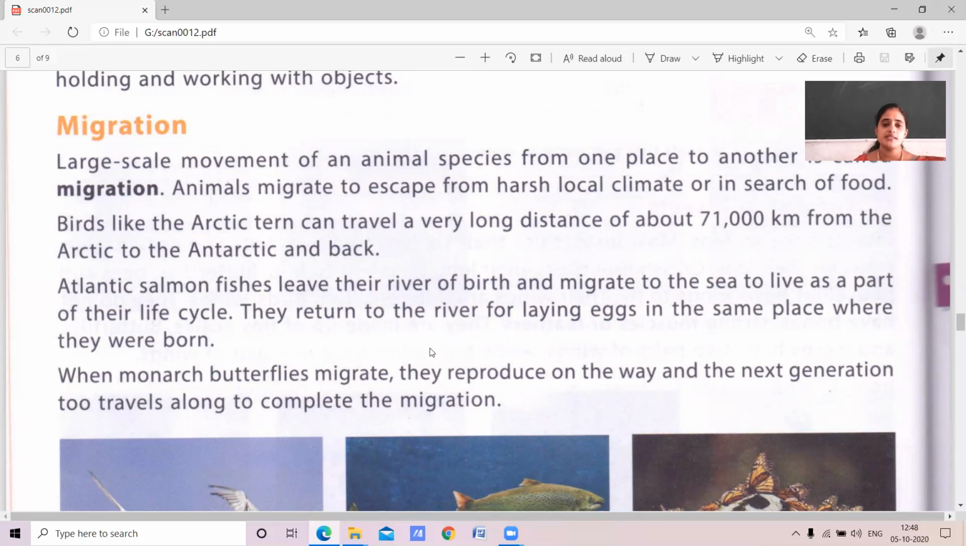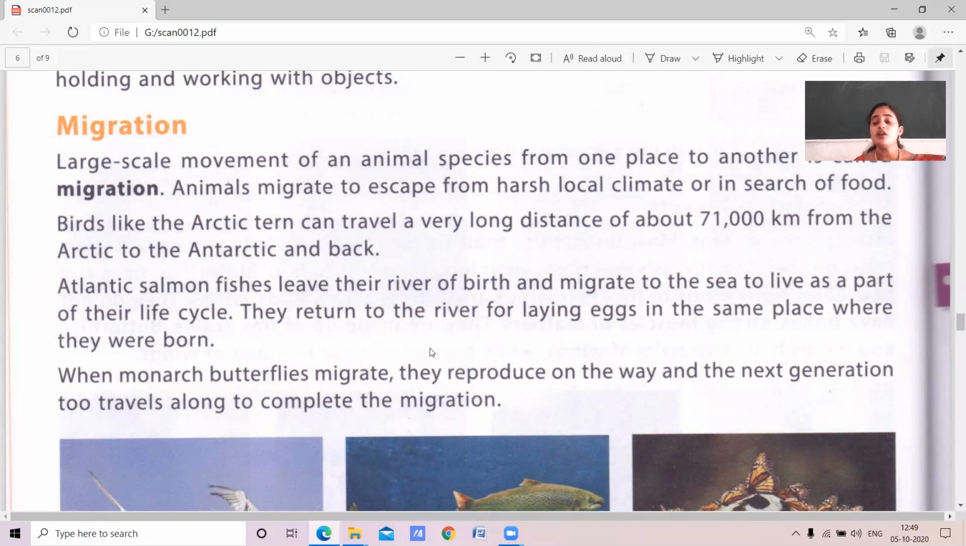Another example is the Atlantic salmon. These fish leave their river of birth and migrate to the sea. Why? To live as a part of their life cycle. They return to the river again to lay eggs in the same place where they were born. So this also shows migration, movement from one place to another place, children.